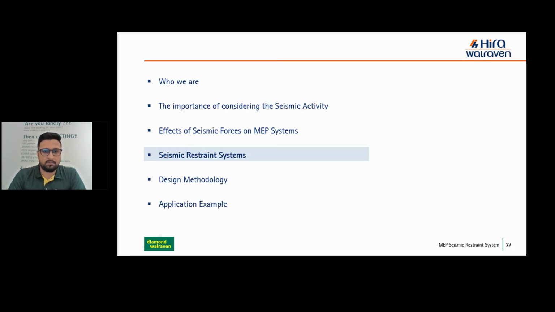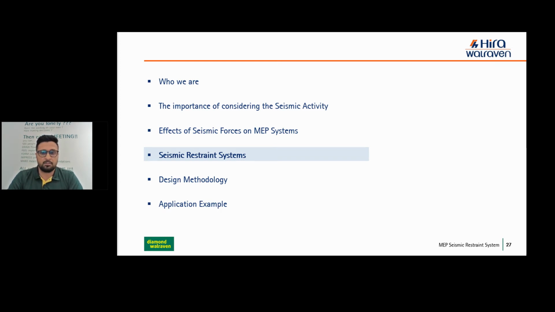Then how do these affect the MEP system? After that, we have how to control all these effects, what solutions we could use to avoid these forces or to avoid this destruction.